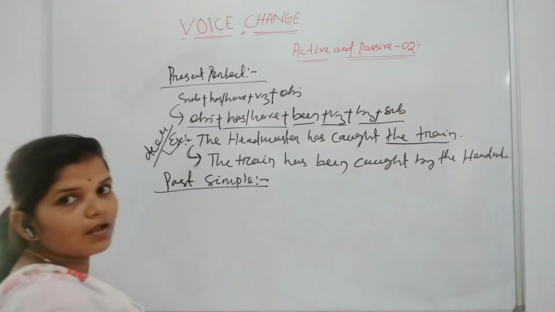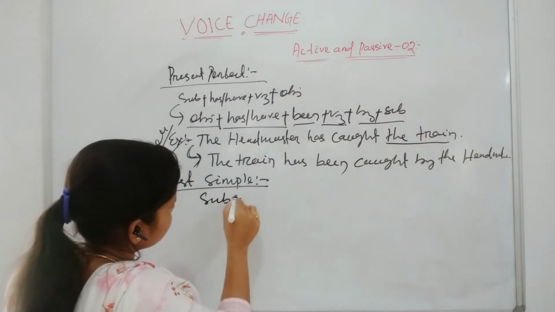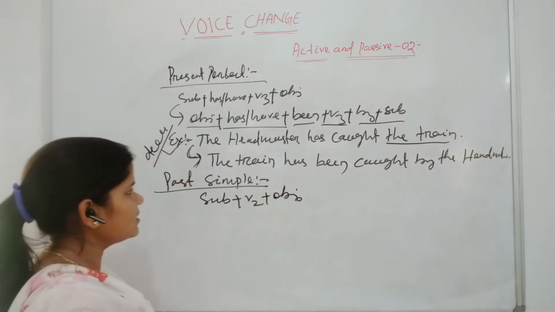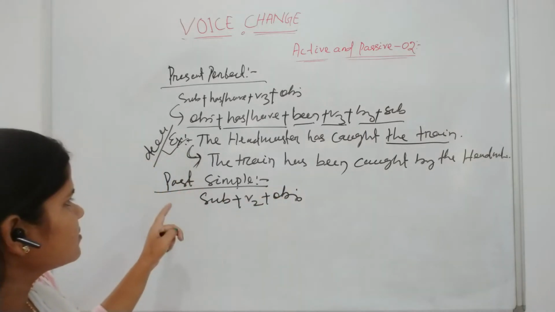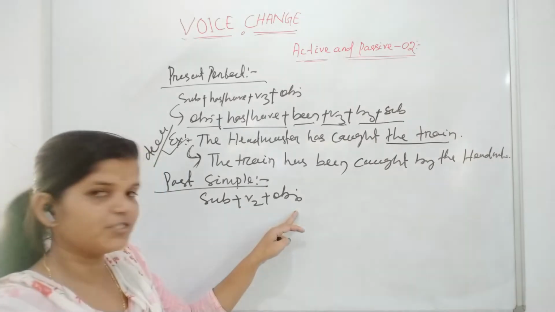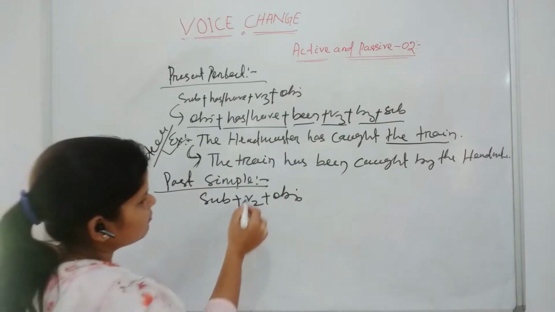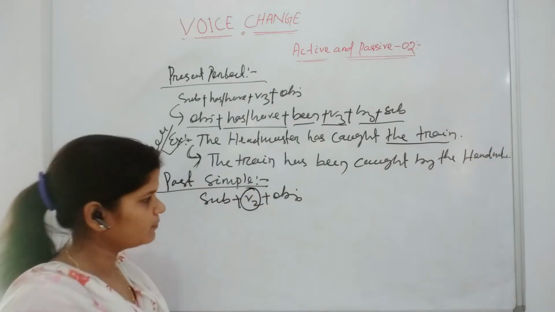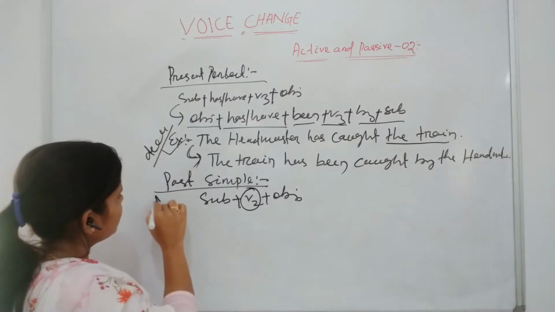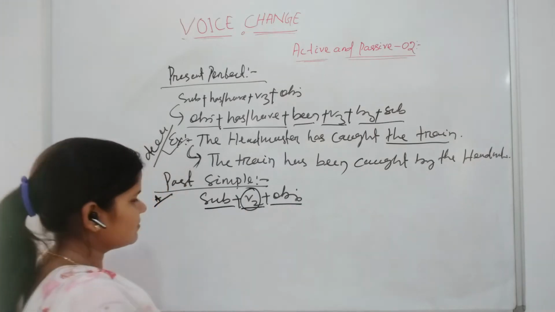Past simple. Past simple active structure is subject plus V2 plus object, whereas in present simple, the active structure is subject plus V1 plus object. When converting present simple to past simple, V1 converts to V2.